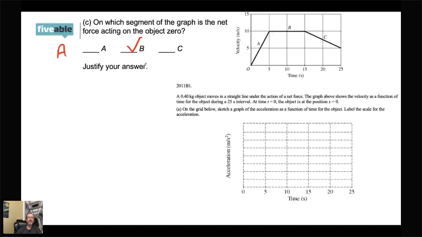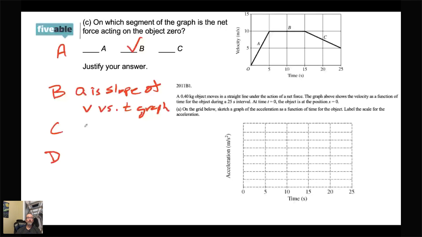Remember, anytime you answer something and it says justify, we want to use A, B, C, D. We want to answer the question, which we did. We checked B. We want basic physics. So the basic physics that we're going to use here is we're just going to say acceleration is the slope of the velocity versus time graph. We're going to cite our evidence. So we're going to say from 5 to 10, well, actually 5 to 15 seconds, the slope is 0.